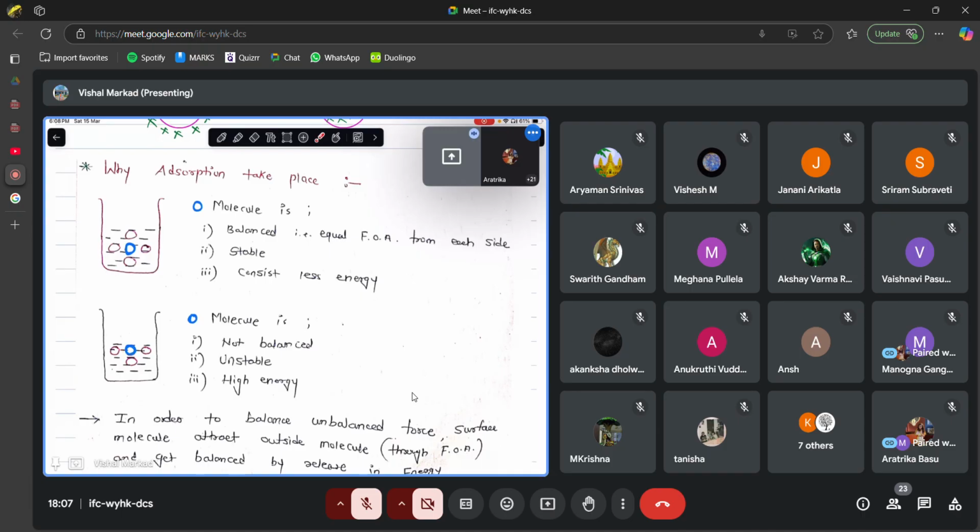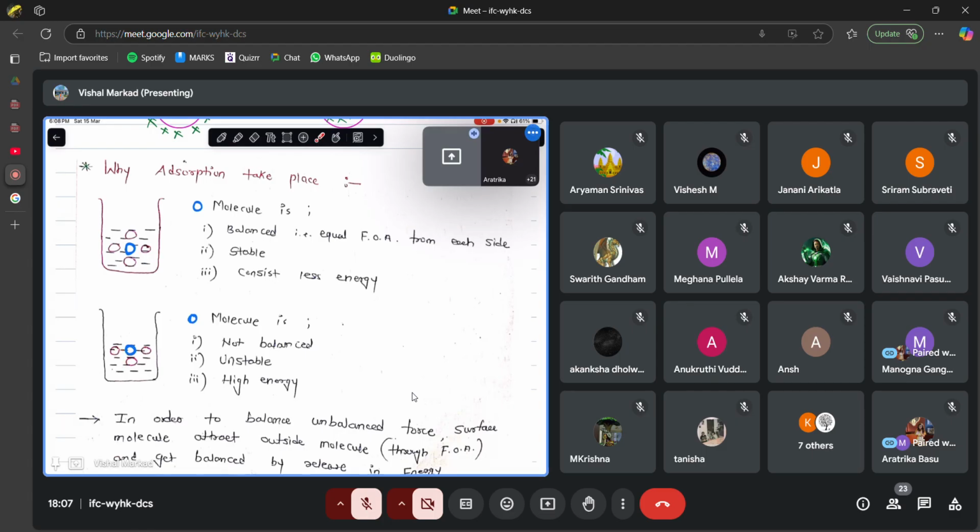Now look at the next one. This blue molecule here is not balanced. This blue molecule is present on the surface and it is surrounded on three sides, let's suppose, but from one side there is no molecule. So is it balanced? No, it is not balanced. If it is not balanced, it is unstable and it will have high energy.